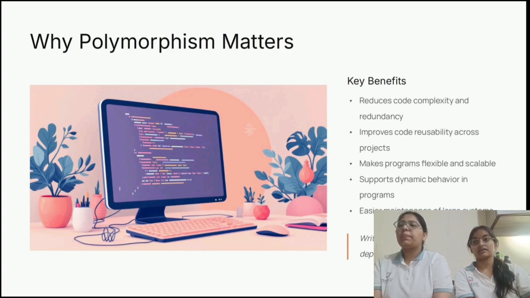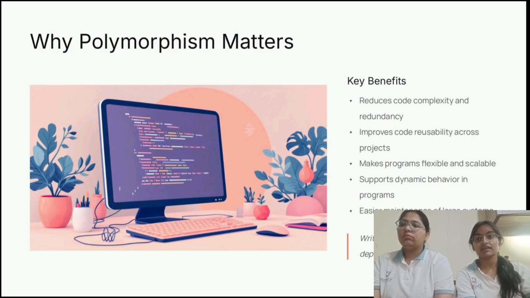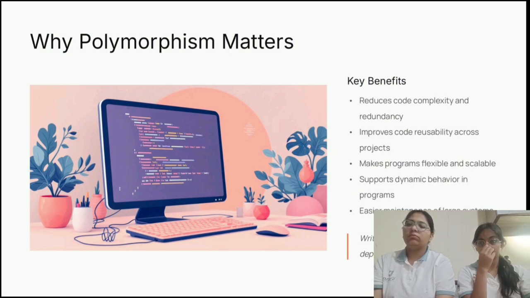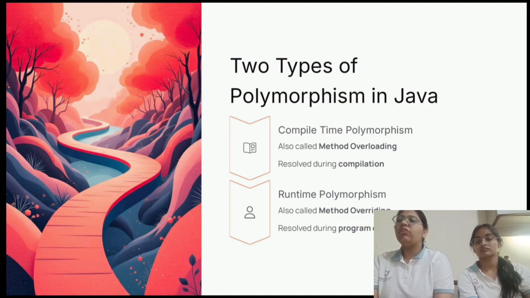Why polymorphism matters? Its key benefits are it reduces code complexity and redundancy, improves code reusability across projects, makes programs flexible and scalable, supports dynamic behavior in programs, and it's easy to maintain. If we write once, it behaves differently depending upon the object. There are two types of polymorphism in Java: compile time as well as runtime. Compile time is known as method overloading. It is resolved during compilation. Runtime is known as method overriding. It is resolved during program execution.